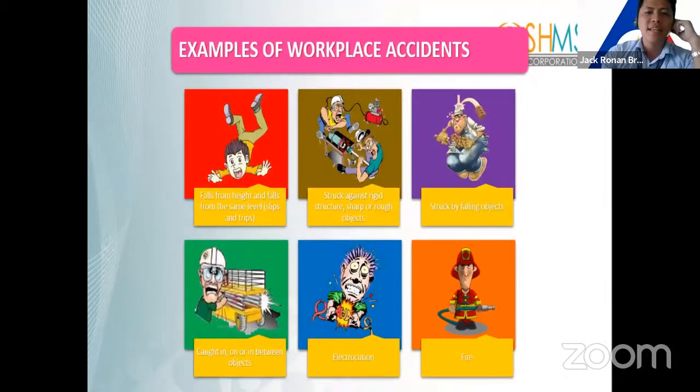So what are the examples of workplace accidents? Na-mention kanina, Ma'am Sheila had mentioned earlier that the most common accident in the workplace are falls. So falls from heights and falls from same level, slips and trips. We also have struck by rigid structure or sharp or rough objects, struck by falling objects, nahulugan, caught in-between objects, naipit, electrocution, na-kuryente, and of course, sunog or fire.